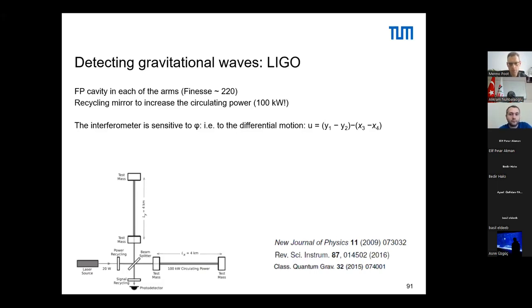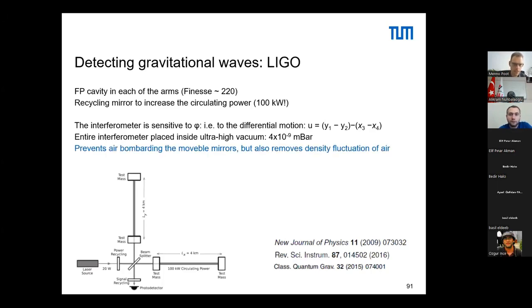Well, a further complication or improvement is that actually you need to operate this entire huge interferometer in ultra-high vacuum. I can tell you in our lab, we are struggling sometimes to reach a pressure of 10 to the minus 6 millibars. In this case, they have this huge kilometer-long gravitational wave detector in ultra-high vacuum at a pressure of 10 to the minus 9 millibars. So very, very low pressures. So why do they do that?